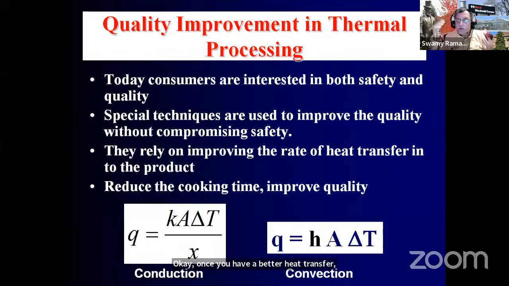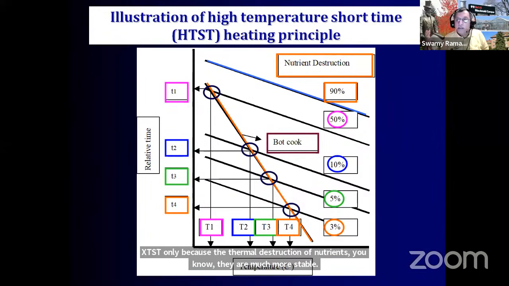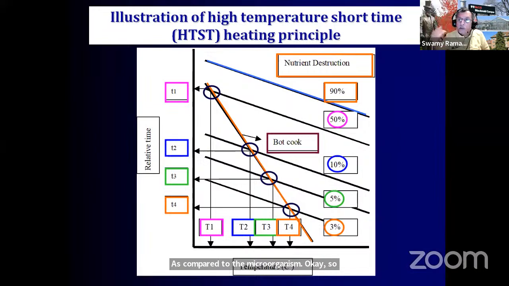We are familiar with the HTST concept, high temperature, short time, okay? The high temperature, short time by itself will not really provide better quality if the microbial destruction and quality destruction are similar. You can get better quality retention in HTST only because the thermal destruction of nutrients is much more stable as compared to the microorganism. Otherwise, simply high temperature short time, low temperature long time, they kill the bacteria the same way.